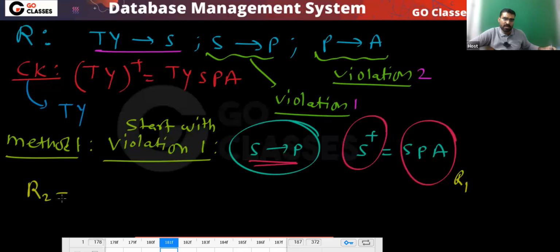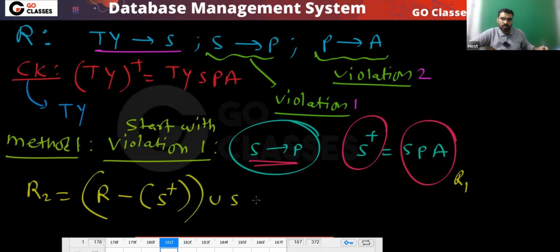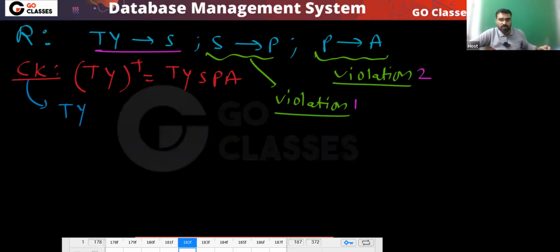What will your R2 be? R2 will be very simple. From the original table, you remove this S plus, but you don't remove this S. So from the original table, you basically remove this PA. Just remove this PA, so you will get TYS. Basically, from the original table, you remove this PA, and you will get this.